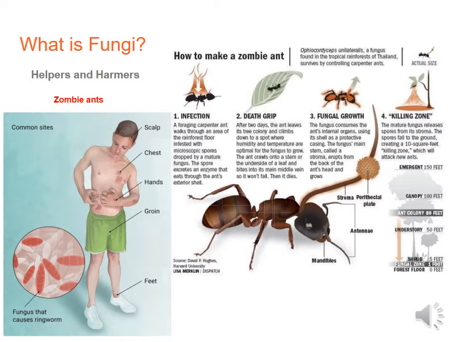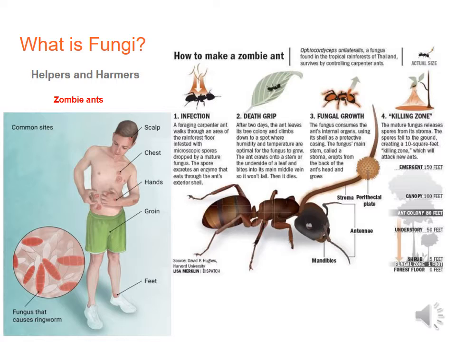Okay, so here's one really, really cool thing. Fungi, helpers and harmers. Zombie ants is a perfect example. You have a fungus that's found in the tropical rainforests, and it survives by controlling the carpenter ants. So number 1, the infection. An ant walks through an area of the rainforest floor that has these spores.